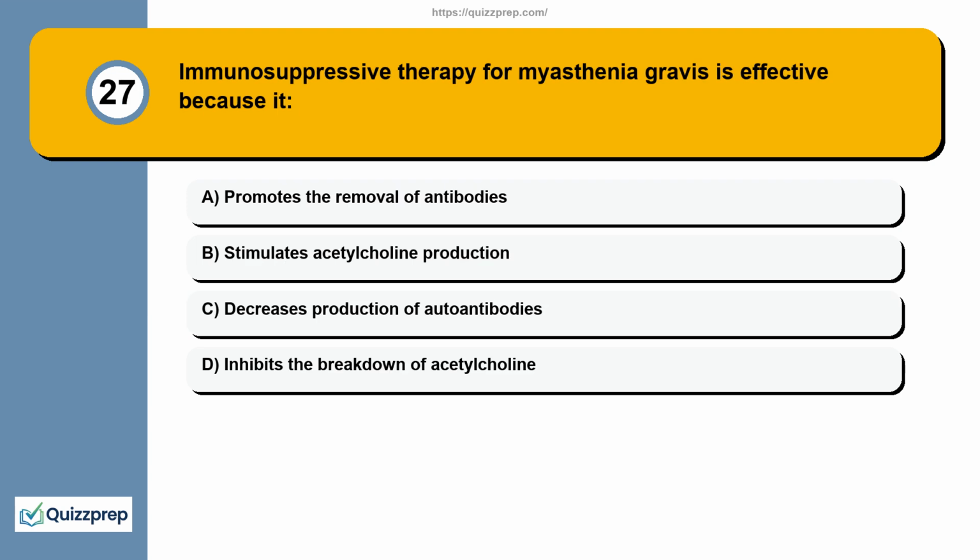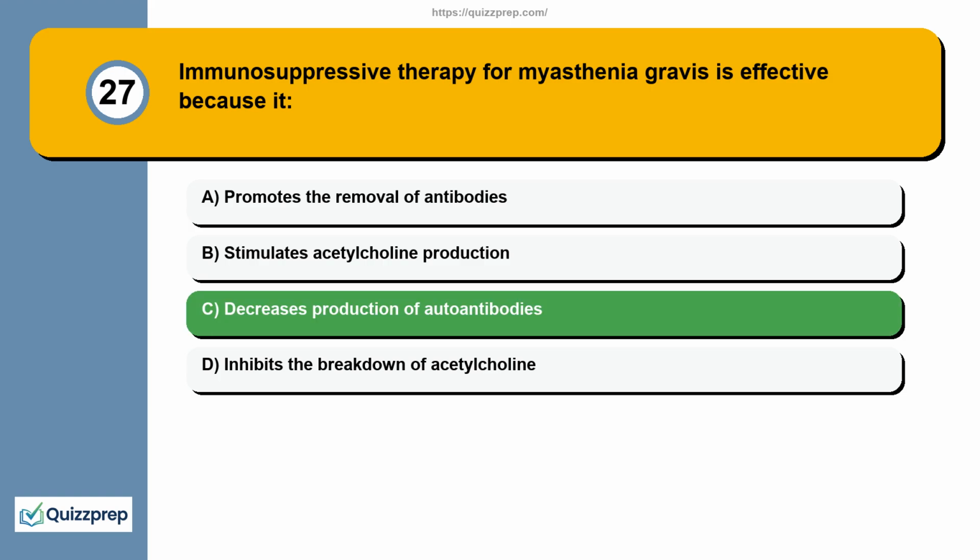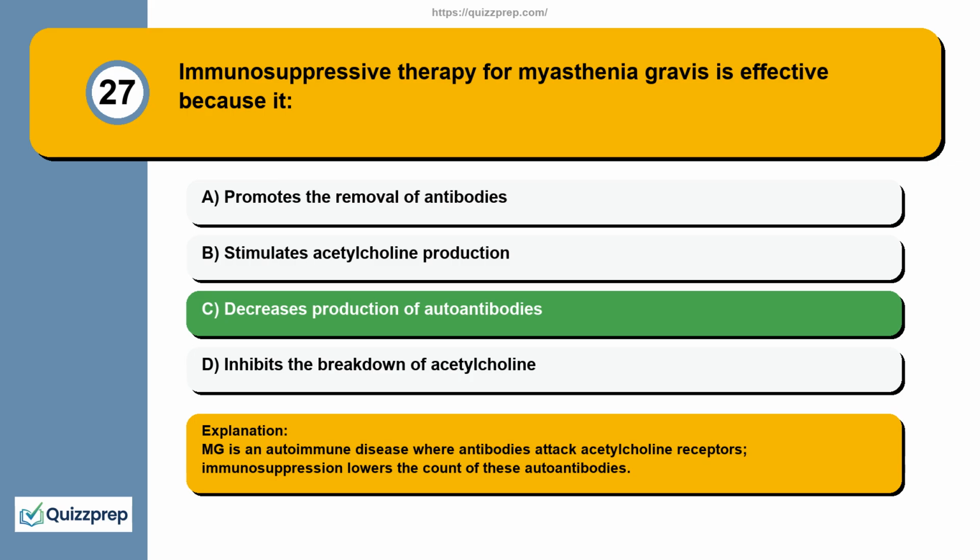Question 27. Immunosuppressive therapy for myasthenia gravis is effective because it promotes the removal of antibodies, stimulates acetylcholine production, decreases production of autoantibodies, inhibits the breakdown of acetylcholine. MG is an autoimmune disease where antibodies attack acetylcholine receptors. Immunosuppression lowers the count of these autoantibodies.